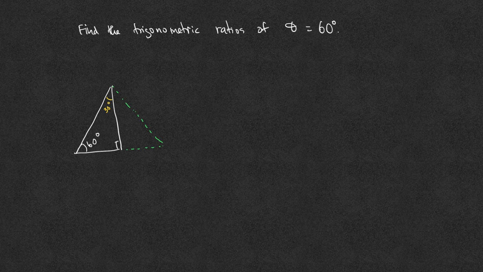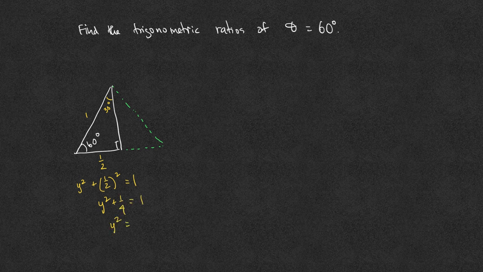For convenience, we will let the hypotenuse be 1, and therefore the shorter side is 1/2. Using the Pythagorean theorem, we can find the other side as well. Let's call it y for now. Then y squared plus 1/2 squared equals 1. y squared plus 1/4 equals 1.